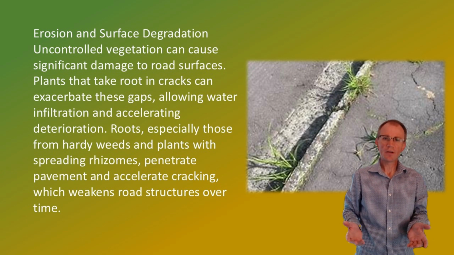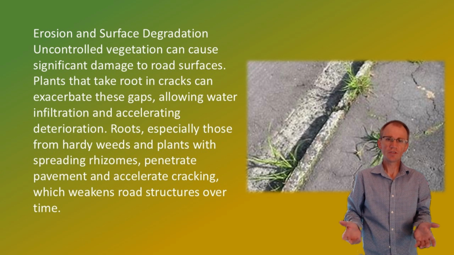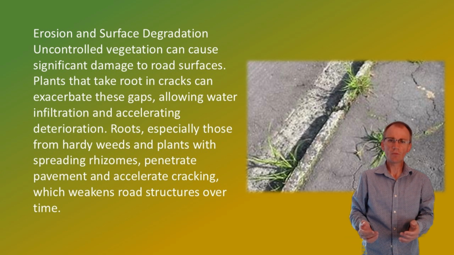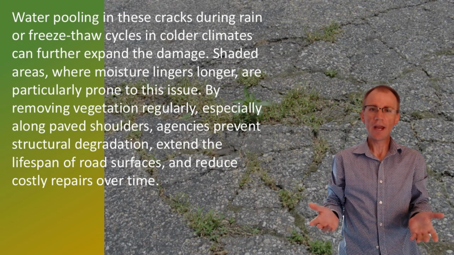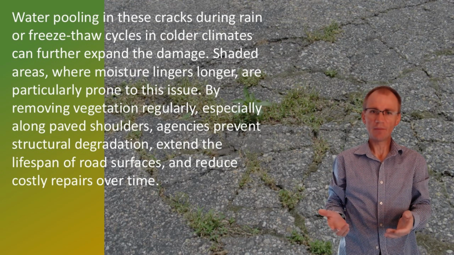Erosion and surface degradation. Uncontrolled vegetation can cause significant damage to road surfaces. Plants that take root in cracks can exacerbate these gaps, allowing water infiltration and accelerating deterioration. Roots, especially those from hardy weeds and plants with spreading rhizomes, penetrate pavement and accelerate cracking, which weakens road structures over time. Water pooling in these cracks during rain or freeze-thaw cycles in colder climates can further expand the damage.